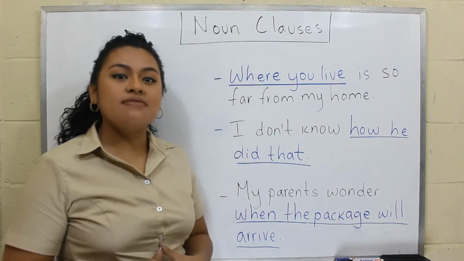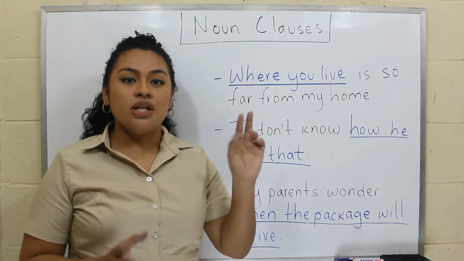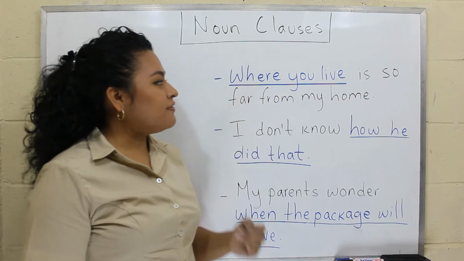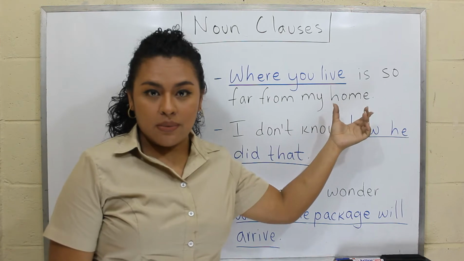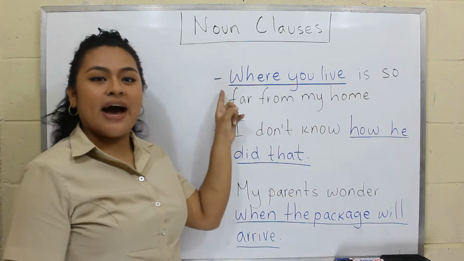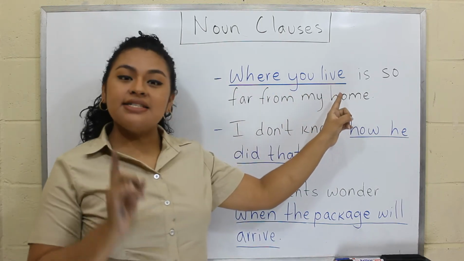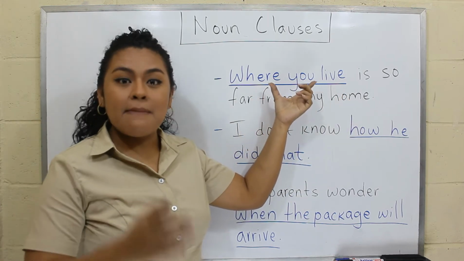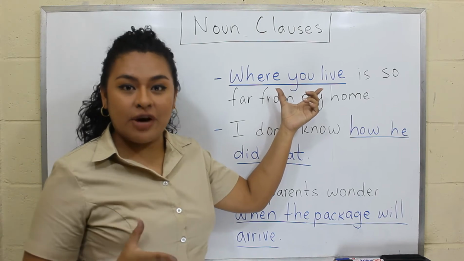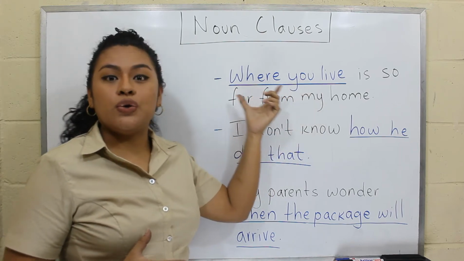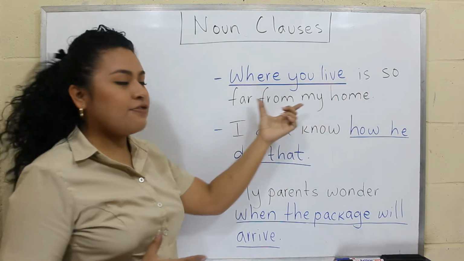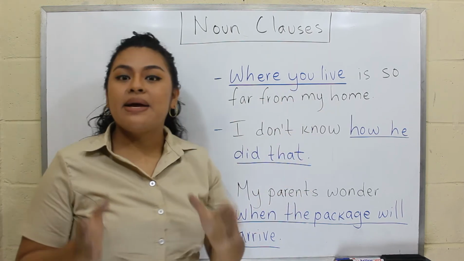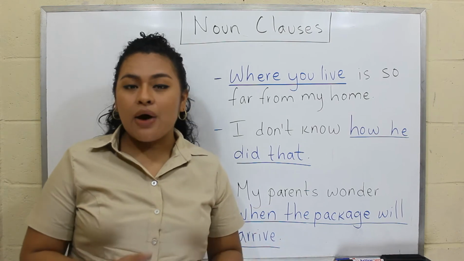Alright, here we have some sentences that include those noun clauses. The first one: Where you live is so far from my home. Here we have "where you live" as the subject of the sentence. You can see that it can be replaced by a noun or a noun phrase. For example, your house is so far from my home. There you can check that it is a noun clause because it can be replaced by a noun or a noun phrase.